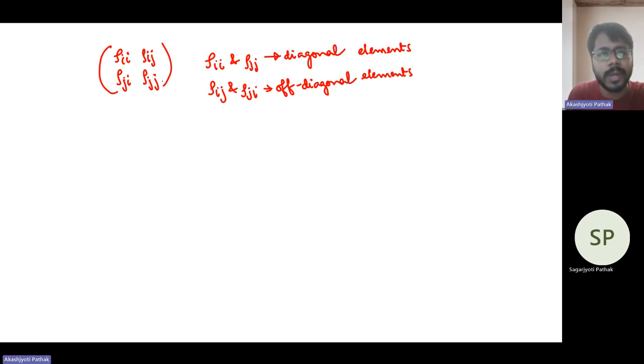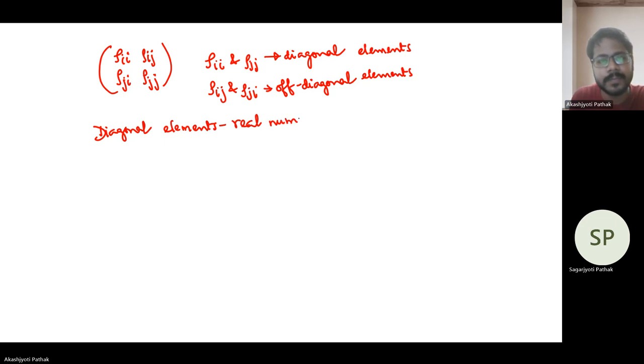So in a density operator, these rho II and rho JJ are the diagonal elements, and rho IJ and rho JI are the off-diagonal elements. What we saw is that these diagonal elements are real numbers. And what does this give us?